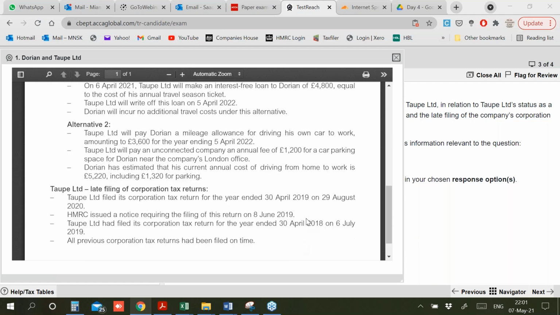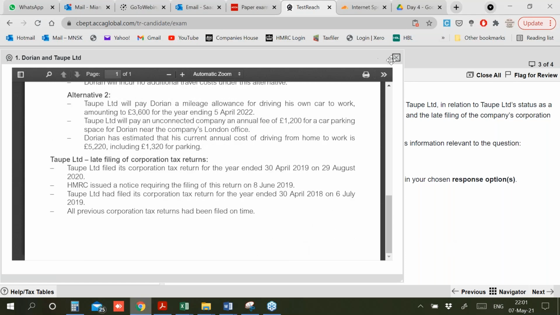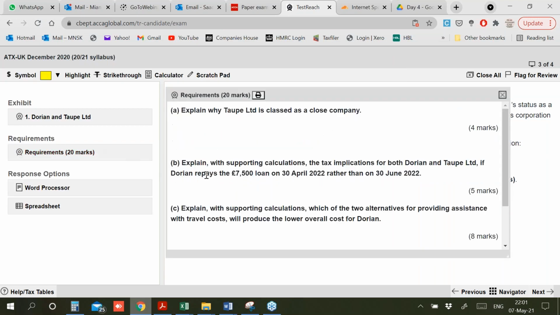Now, let's read the requirement again related to the loan so that I can confirm what I have to answer. I've explained why it is a closed company, so that part is done. Explain with supporting calculations the tax implications for both D and T Limited if D repays the 7,500 loan on 30th April rather than on 30th June 2022. So I not only have to explain the tax implications, but also have to tell what will happen if he repays it earlier.